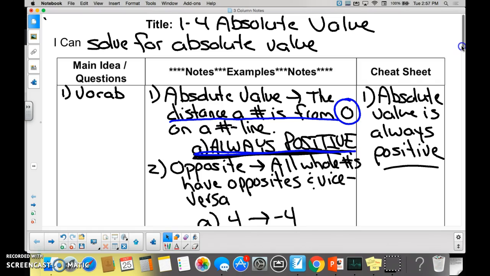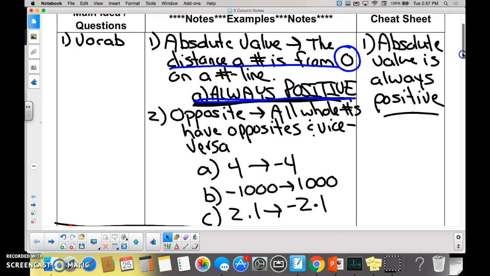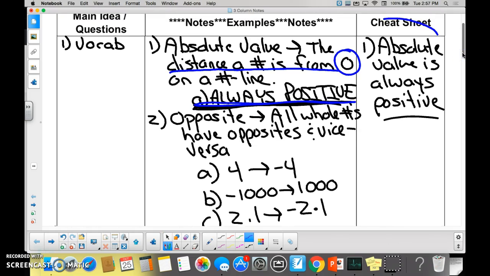Okay? We're going to skip over word number 2 here, and you guys said the main thing to remember is absolute value is always, always, always positive. The second big thing to remember is it is how far a number is from 0, period.